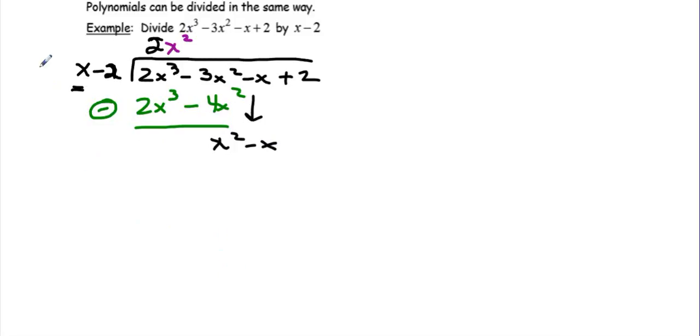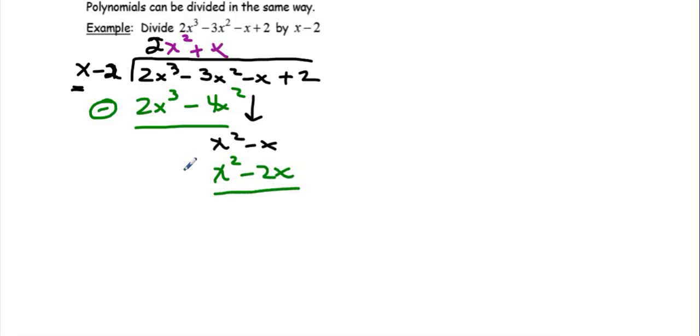So now I'm going to ask myself, what do I have to multiply x by to get x squared? And the answer, of course, is x. So I'm going to put plus x up here. So x times x is x squared. Very good. So now I'm going to multiply both of them. So x times x is x squared. X times negative 2 is negative 2x.